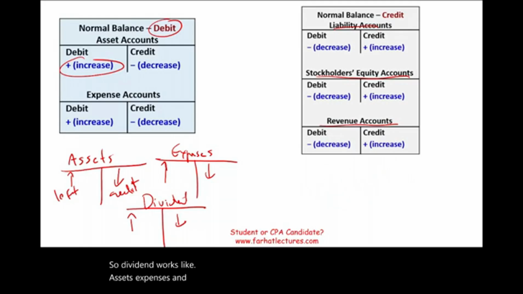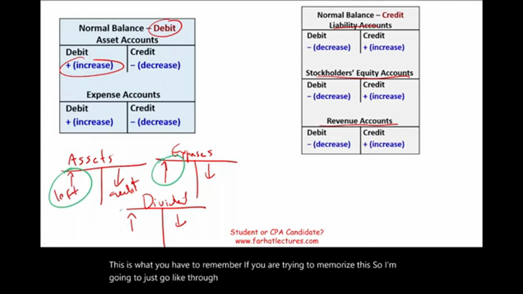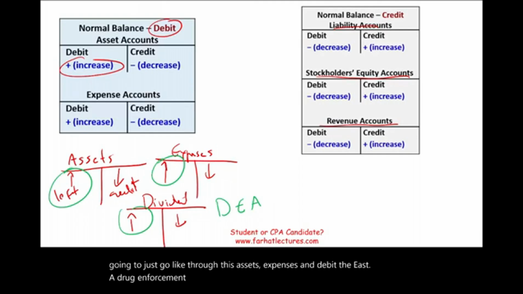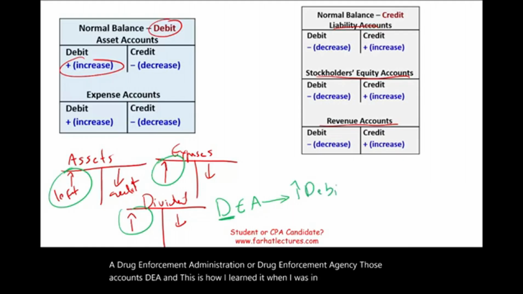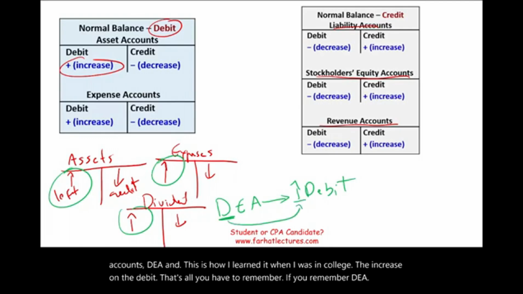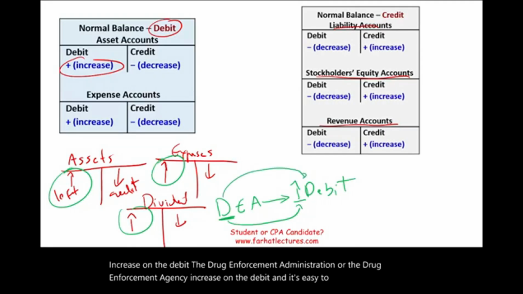So simply put, here's what you have to remember if you are trying to memorize this. Dividends, expenses, and assets. DEA. Drug Enforcement Administration, or Drug Enforcement Agency. Those accounts, DEA, and this is how I learned it when I was in college, increase on the debit. That's all you have to remember. If you remember DEA, increase on the debit, it's easy to remember. Then you will know the rest.